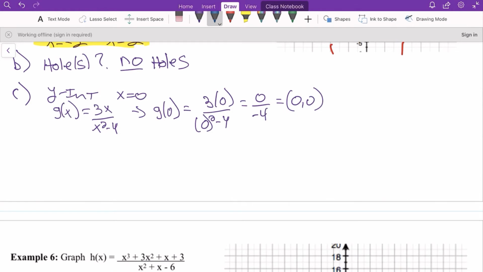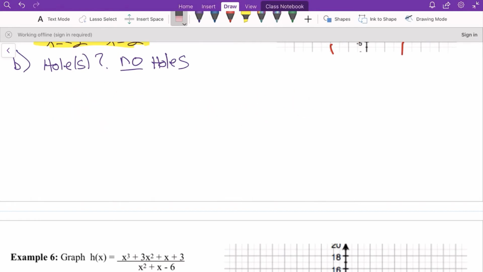I'm going to erase this, just to give myself a little bit more room down at the bottom. And the last thing we're going to do in 3D is find the x-intercept. And if you remember from the last video, what you do is set your numerator equal to 0, any factors that haven't been canceled.